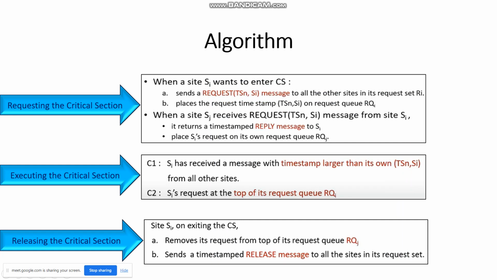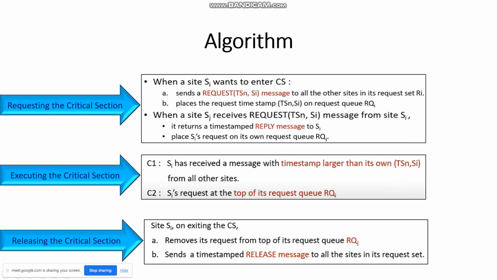The queue will be arranged so that the larger timestamp values are at the bottom and the smaller values are on top. And one more condition is that the values on top will be processed first. The top value is considered the highest priority value here in Lamport's algorithm. It will be processed first and can enter into the critical section. And the third step is releasing the critical section.